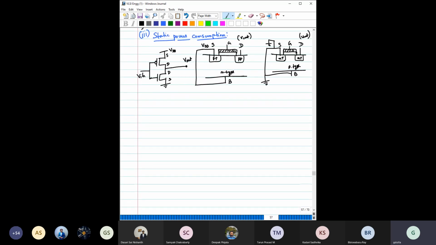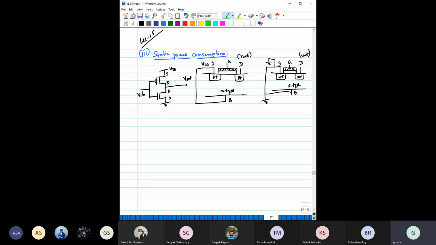So the third thing which we are going to start today is the static power consumption. What do you mean by static power consumption? Static power consumption is when the input as well as the output are fixed, say if you have fixed it at 0 volt or VDD. If you fix it, then at least one transistor would be off. For V in equal to 0, one transistor would be off. For V in equal to VDD, the other transistor would be off. So in that case, there is no direct path from VDD to ground.